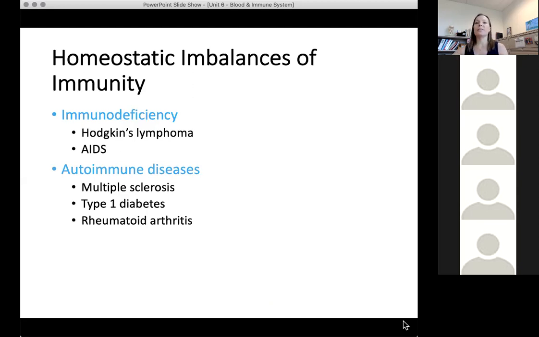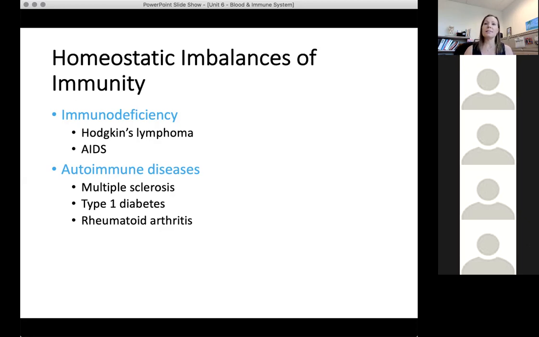Okay, so last thing here is some of the homeostatic imbalances of immunity. Really just 2 main categories here that you should be familiar with: immunodeficiency and autoimmune diseases. So with any kind of immunodeficiency, it's an acquired condition that causes immune cells or phagocytes or complements to just behave in an abnormal way. And these are not the only 2 at all, but these are just a couple of common examples. Hodgkin's lymphoma is a type of cancer. It's cancer that affects the B cells. So it's going to affect antibody production. And acquired immune deficiency syndrome, which we call AIDS, impairs the functions of the T cells, but especially the helper T cells.